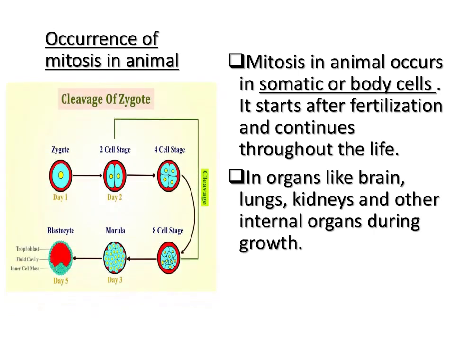This is a diagram to illustrate the occurrence of mitosis in animals. We see that we start from a single cell, that is a zygote, then it divides by mitosis to two cells, to form 4 cells, 8 cells, morula, which finally forms the blastocyst.